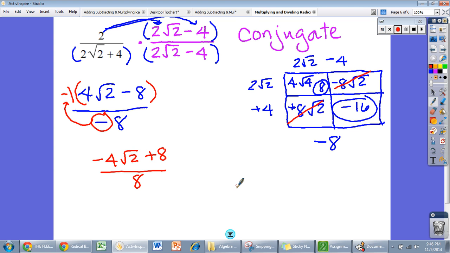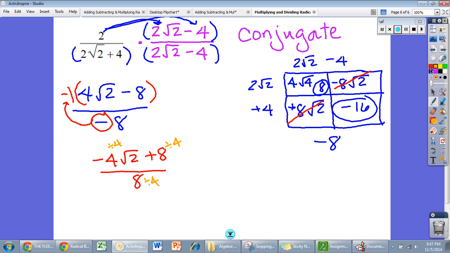My last step is to simplify. Now we got to be careful here. What we need to do, these are basically two terms being divided by 8. So this term is being divided by 8, and this is also being divided by 8. So we have to be careful there. So, what number can 4 and 8 and 8 all be divided by? Well, they all can be divided by 4. So negative 4 divided by 4, divide by 4, divide by 4. All three parts have to be divisible by the same number.